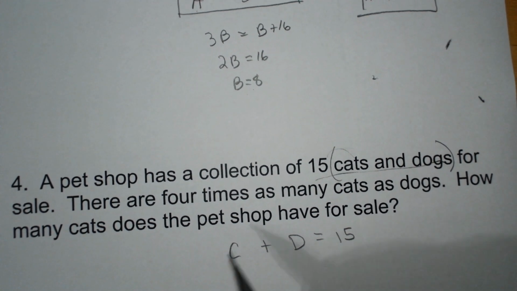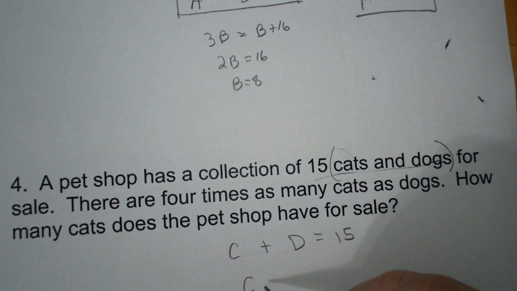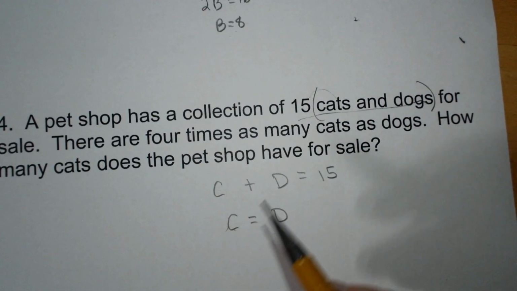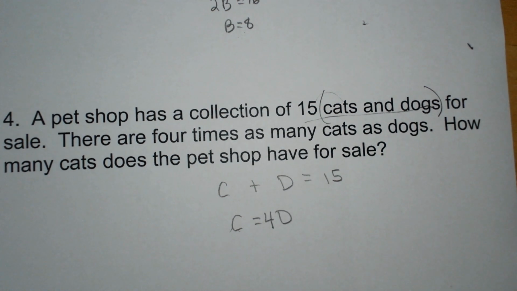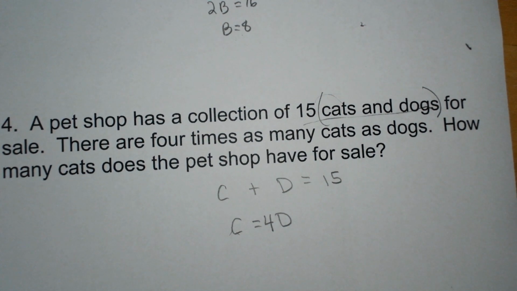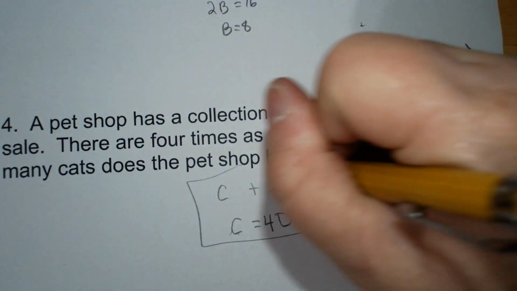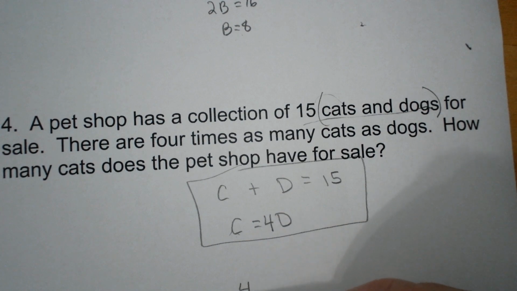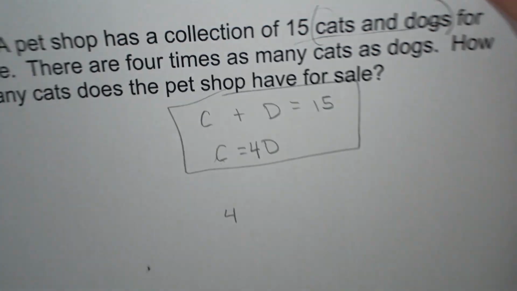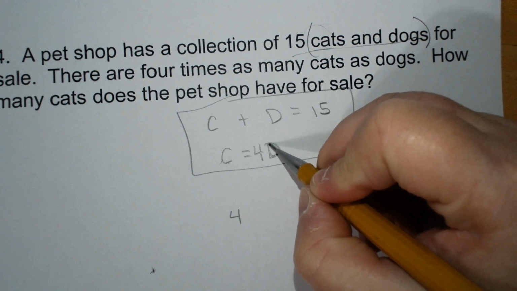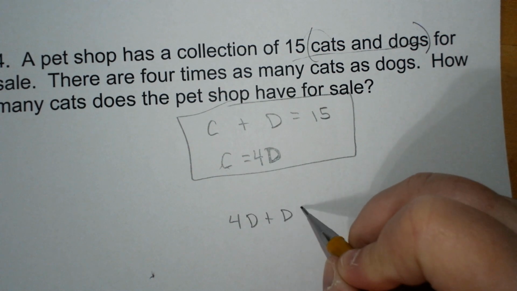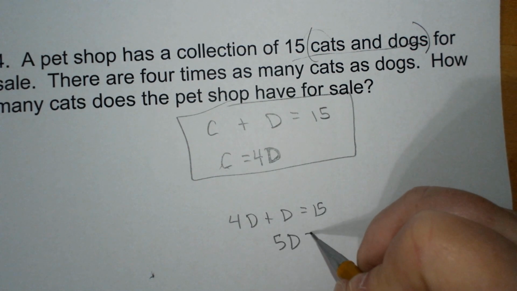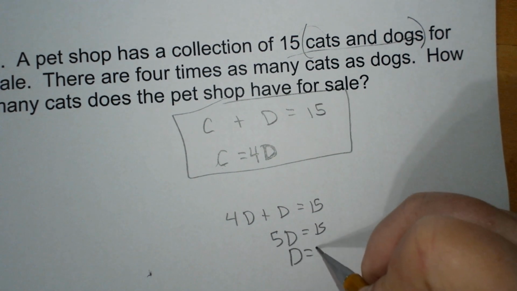Crazy. There are 4 times as many cats as dogs. Cats equals dogs. No, there's 4 times as many cats. So I either have to divide that by 4 to get it equal or multiply the dogs by 4 to get it equal. I have my 2 equations. Put them in a box if you'd like. I'm going to do substitution. 4D, and I'd be careful of using D's. Mine start looking like zeros. 4D plus D equals 15. 5D equals 15. D equals 3.